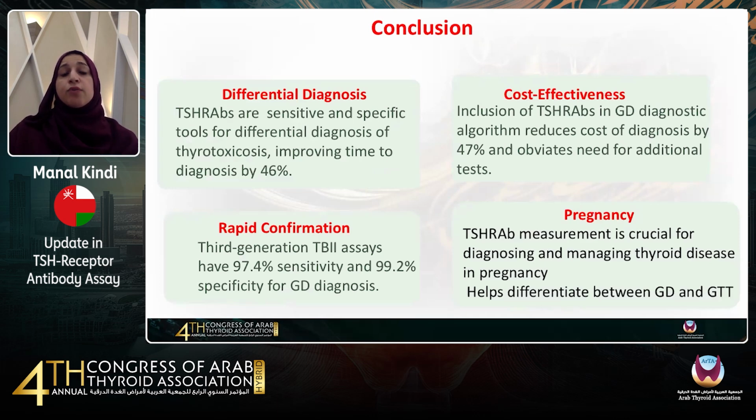It improves the time to diagnosis by nearly 46%. It's cost-effective. The inclusion of TSH receptor antibodies in a Graves' disease diagnostic algorithm reduced the cost of the diagnosis by nearly 47%. The available third-generation TSH receptor antibodies assays have nearly 97% sensitivity and nearly 99% specificity for Graves' disease. And measurement of TSH receptor antibodies is crucial for the diagnosis and management of thyroid disease in pregnancy, and it does help to differentiate between Graves' disease and gestational transient thyrotoxicosis.